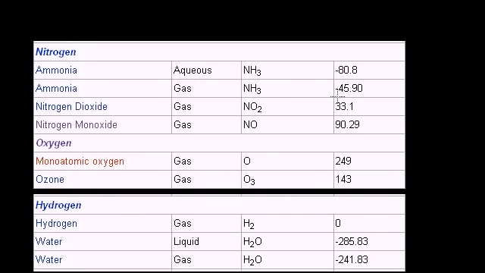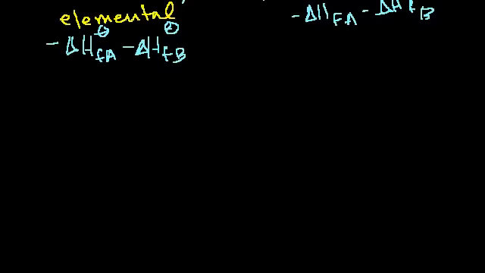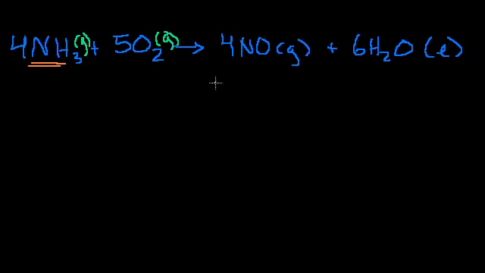So ammonia in the gaseous state has a heat of formation of minus 45.9 kilojoules per mole. So minus 45.9. That's just for 1 mole of ammonia, the heat of formation. It's in kilojoules. I'll just look them all up right now.